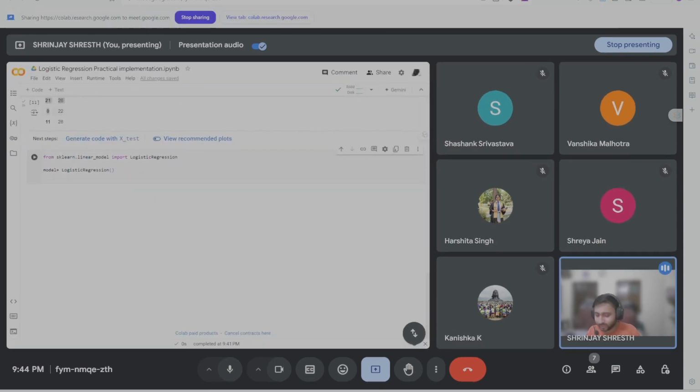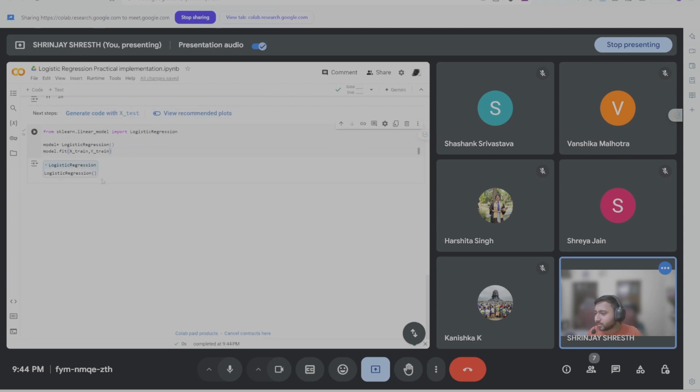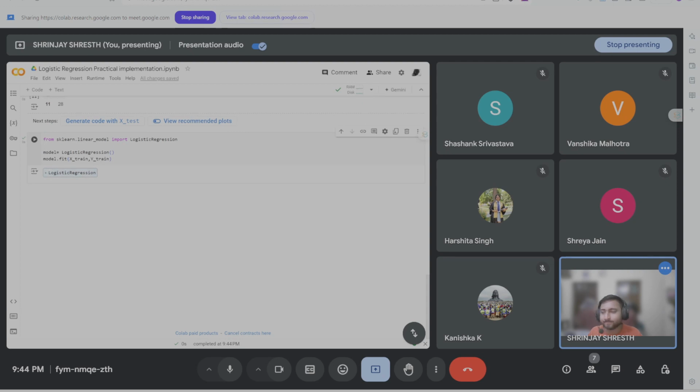So I'll say model.fit, and on what parameters do we want to fit this? We say, okay, first check this on the training data. Okay, I can do it like this. So now you are good to go. You have completely trained your model on logistic regression.